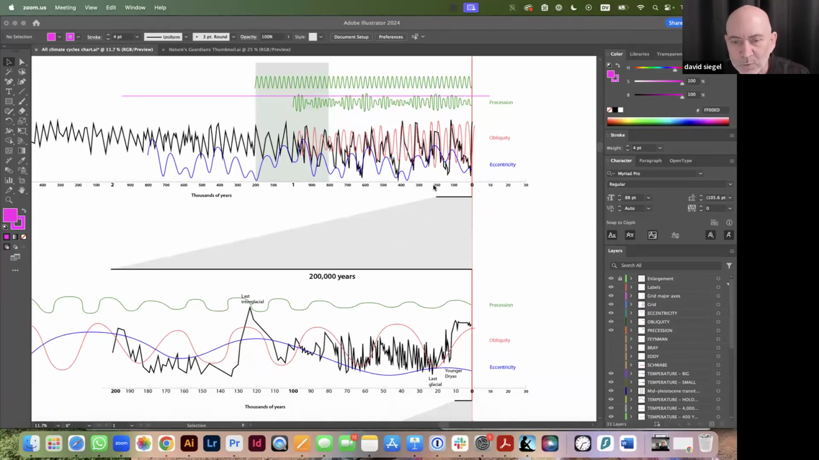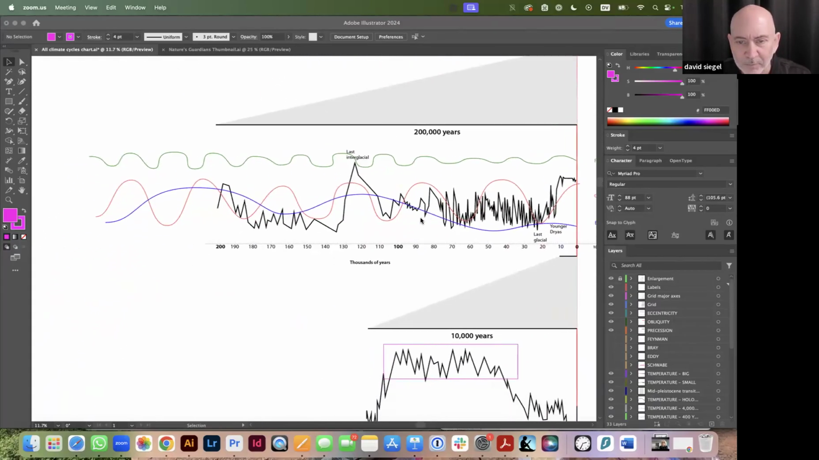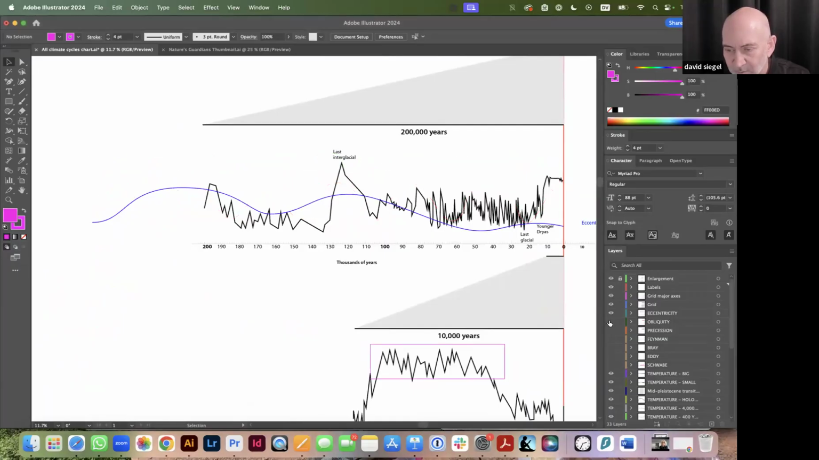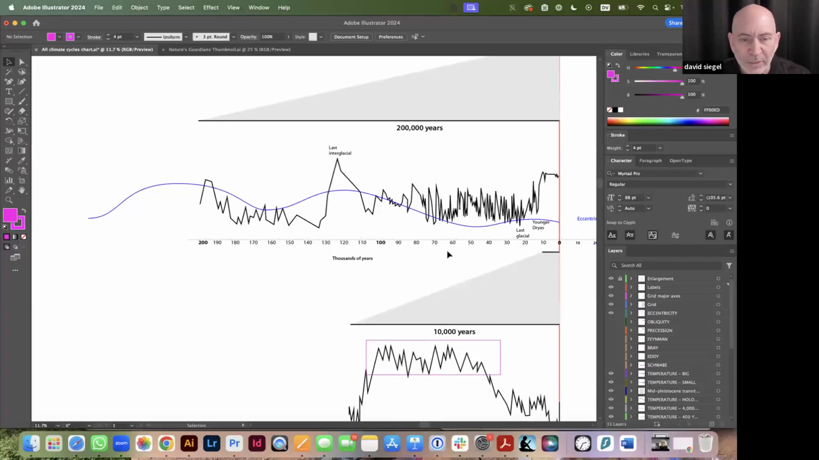So the first thing we'll do is we'll take the last 200,000 years, which turns out to be pretty interesting, and we'll look at that. So I think everybody can see this. Here I've got the precession, obliquity, and eccentricity. We'll just turn off those so we can see eccentricity. Over 200,000 years, we can see eccentricity doing a pretty good job.